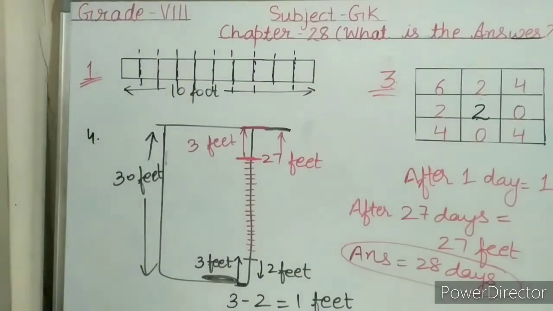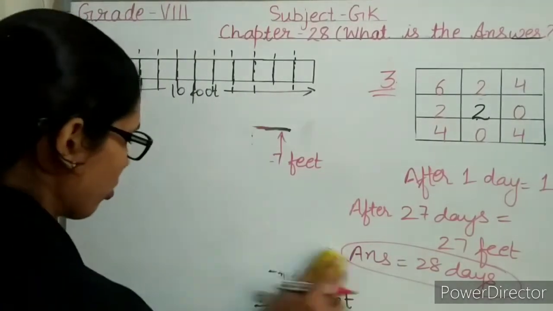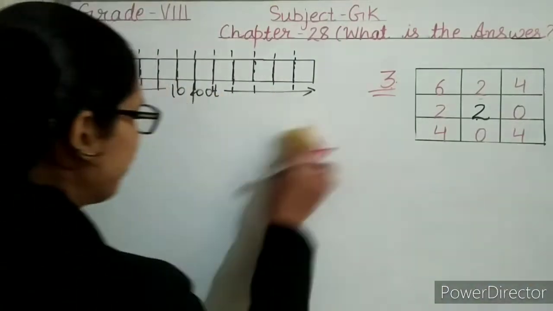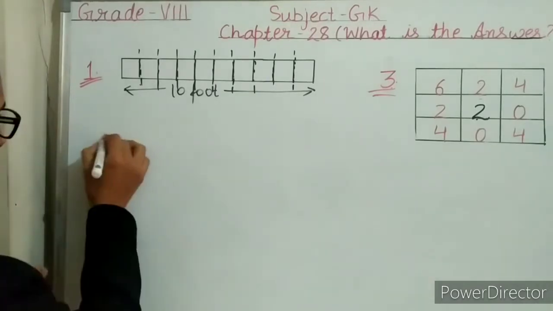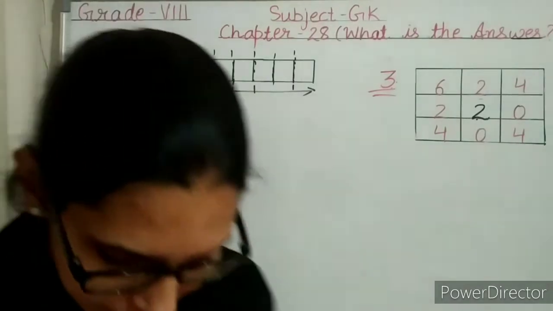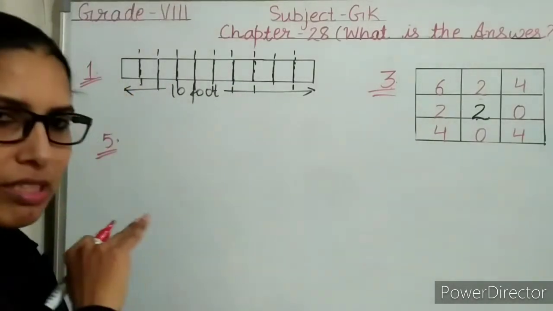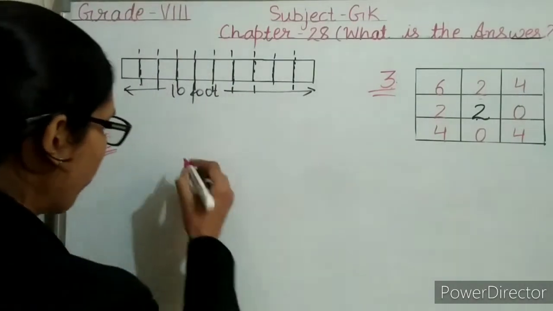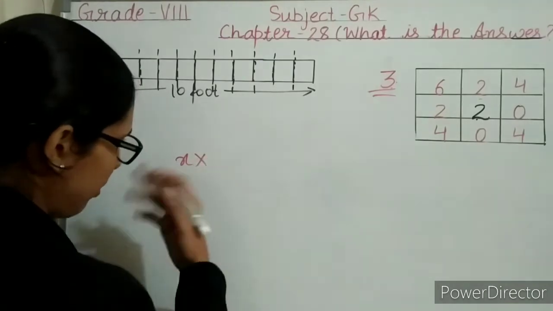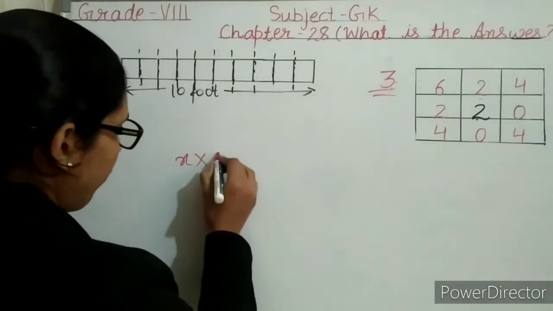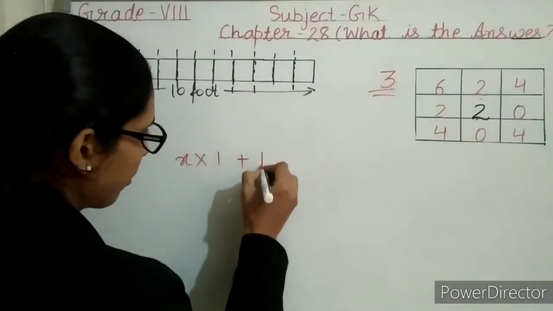This arrangement has been given in your book, in question number 5. So here, question number 5, this arrangement has been given. If you try to find out the rule, which rule is being followed here? In the first row, what is the rule? Whatever number is given first, multiply it by 1 plus 1.